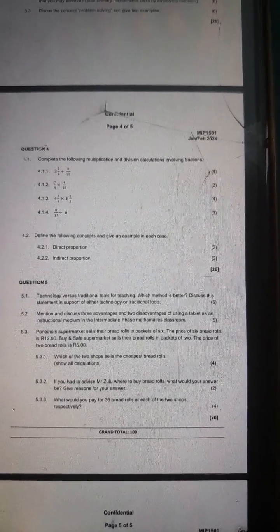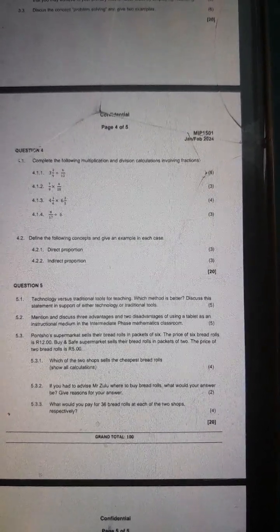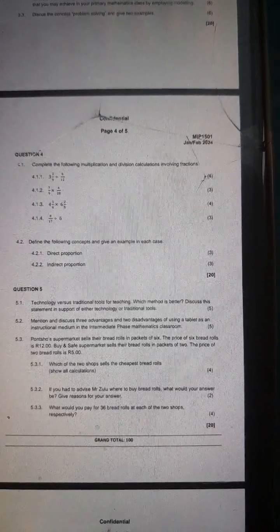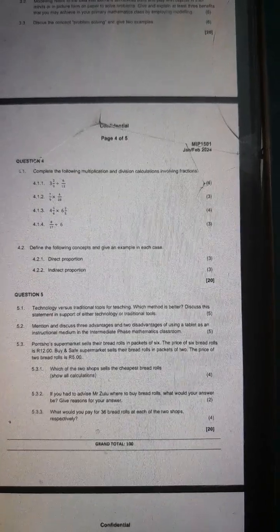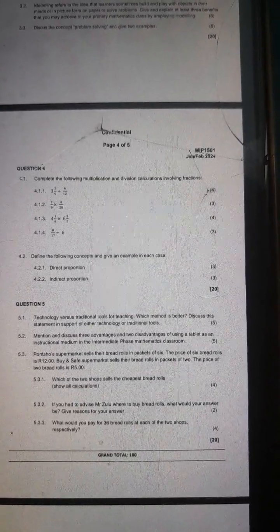I also know that you have yours in terms of 5.1. Yes, as long as it's aligned with whatever they want, you will get that 5 marks. So now we go to 5.2.